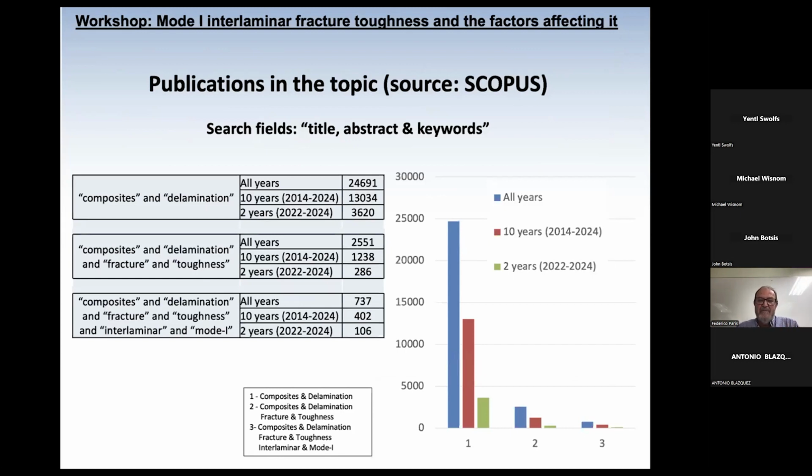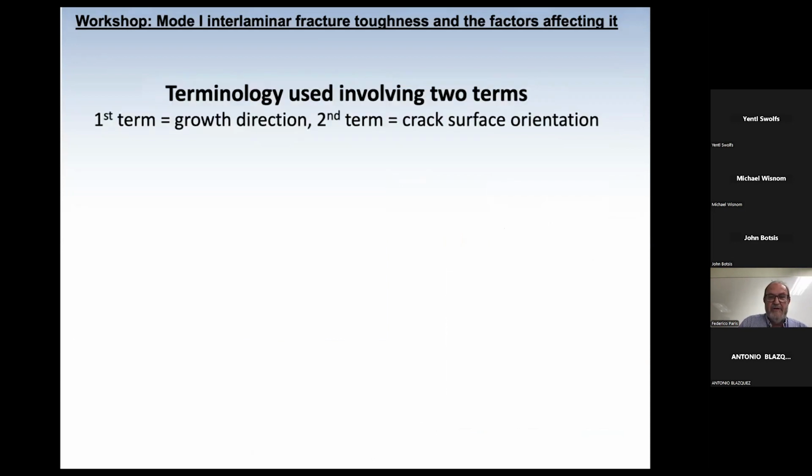Here you have a brief summary of publications involving composites and delamination in three periods of time: all years, 10 years, and 2 years, and the same adding fracture toughness, and the same adding interlaminar and mode one. Surprisingly, in the last 2 years we have had more than 100 publications involving all these terms. So we are not talking about something very narrow. There is a lot of interest from different sides in the area we have defined for this workshop.